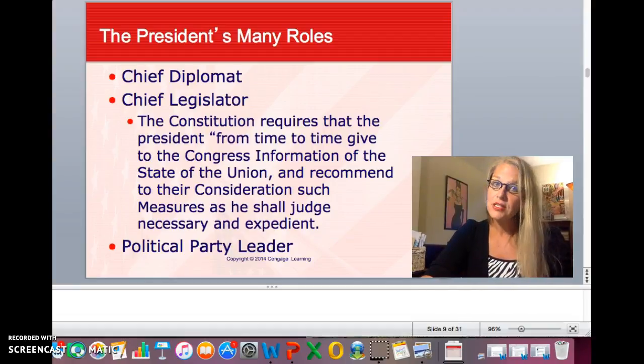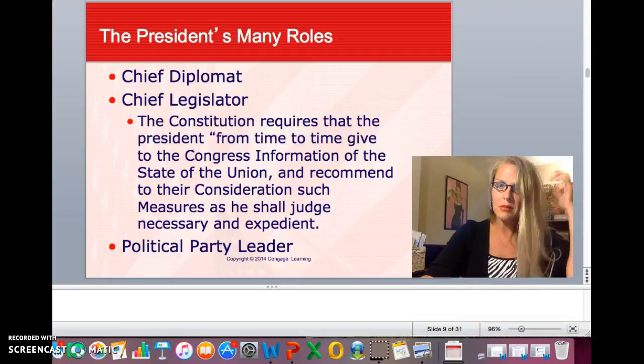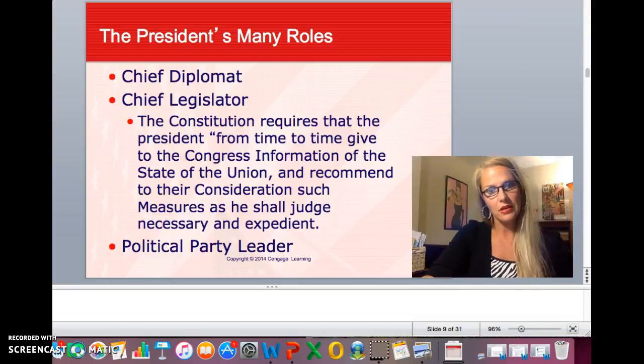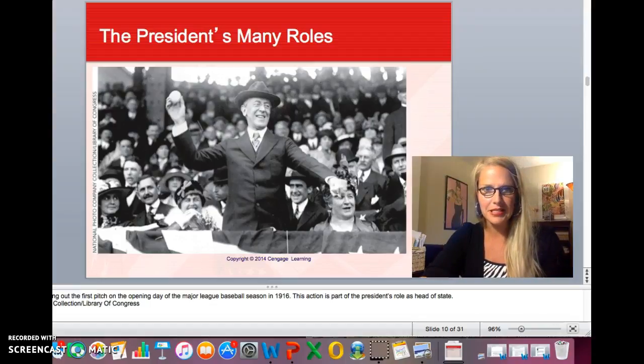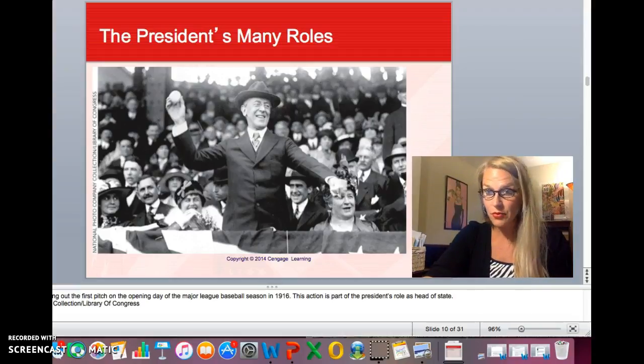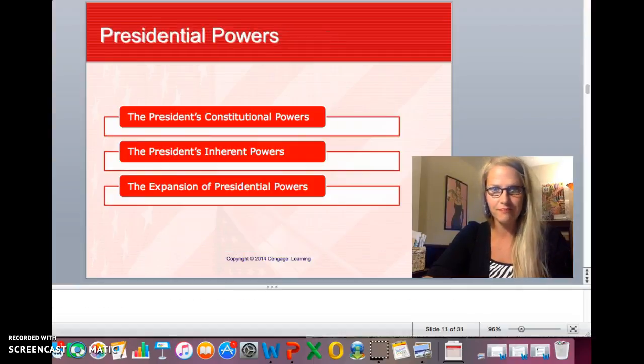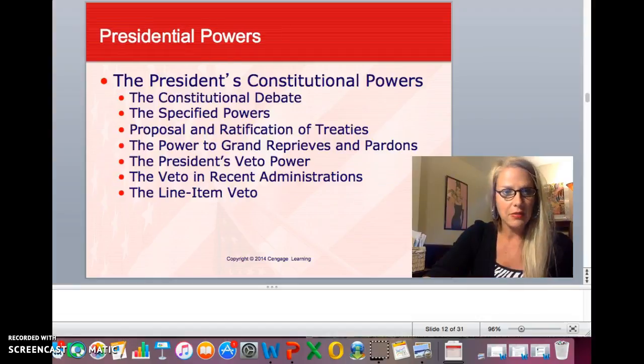Chief diplomat, chief legislator: the Constitution requires that the president from time to time give to the Congress information on the State of the Union, and recommend to their consideration such measures as he shall judge necessary and expedient. He's the political party leader. Again, I love this picture because it is Woodrow Wilson throwing out the first pitch in 1916, and they ask you which of the roles he is doing. And this is the head of state. Okay, the president's constitutional powers, the president's inherent powers, and the expansion of presidential powers, which again, I was mentioning earlier.